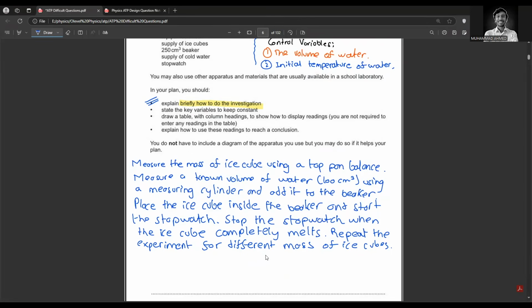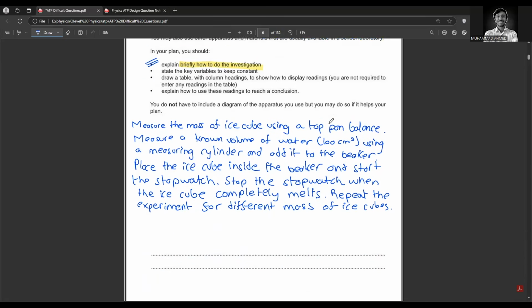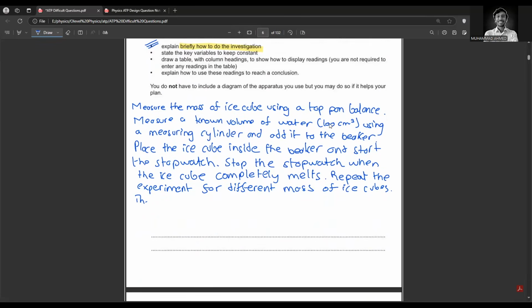No ambiguity should be here. State the key variables to be kept constant. What are the key variables that are to be kept constant? We have already identified that. The control variables are the volume of water and the initial temperature of water. So you can say the control variables are the initial volume and initial temperature of water. Second point also gets done.